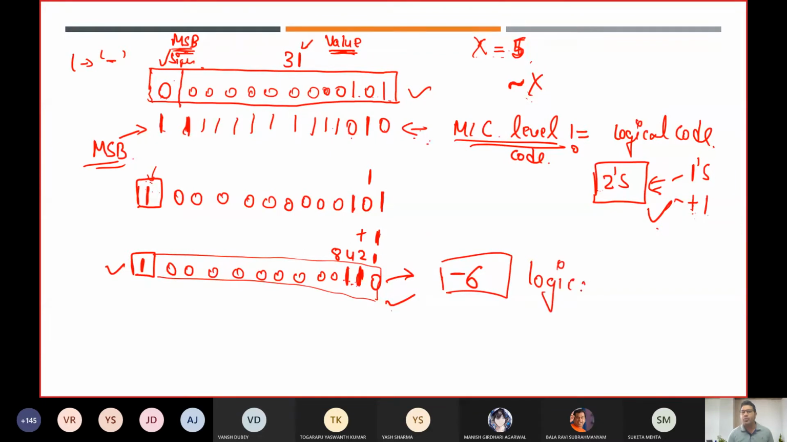What I want to show you is that in the Java programming language, -6 is represented like that. But if we try to compute it, we won't be able to find it out. That is why we perform 2's complement. You should know about that part. Whenever you get any negative number, if it is in machine level code, there is no need to perform 2's complement. Otherwise you need to convert it into your logical code.